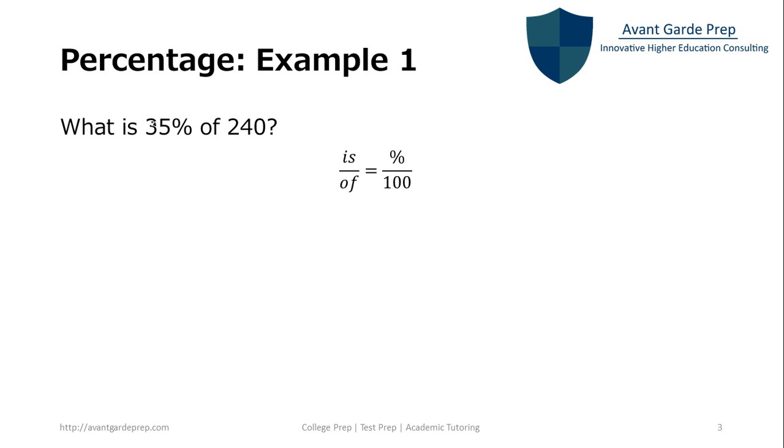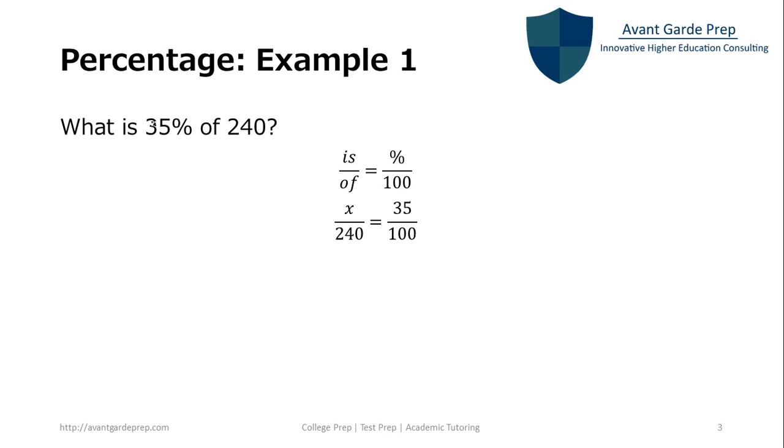So first we're going to set up our problem in a proportion of is over of. The unknown is going to be the is, because we have the of, 240, is equal to the percent over 100. So we know that the percent is 35. Let's plug that in, and we have x over 240 equals 35 over 100.